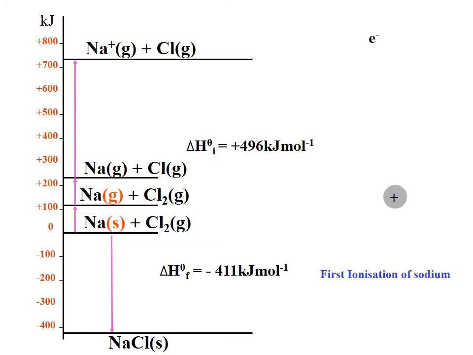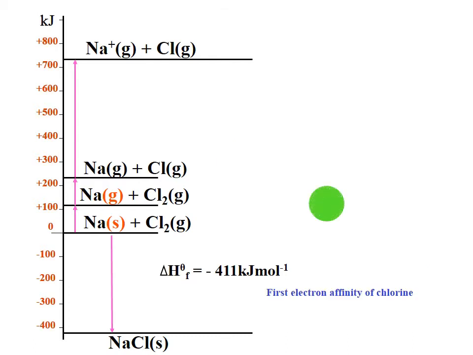All right, so now we made our sodium ion, and we have that electron floating around. Now that we have made a sodium ion, we need to make a chlorine ion. This is called the first electron affinity of chlorine. Remember, electron affinity is when 1 mole of electrons is accepted by 1 mole of gaseous atoms. So the first electron affinity is the enthalpy change when 1 mole of gaseous atoms attracts 1 mole of electrons.